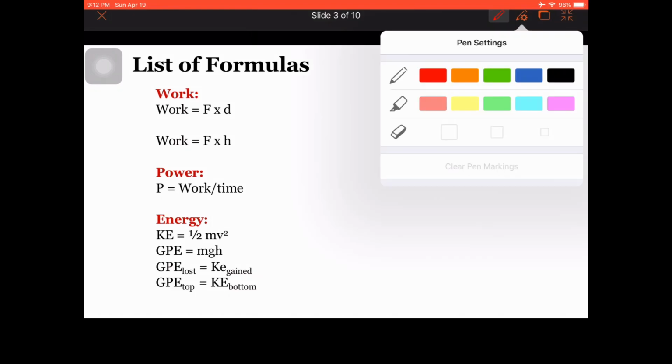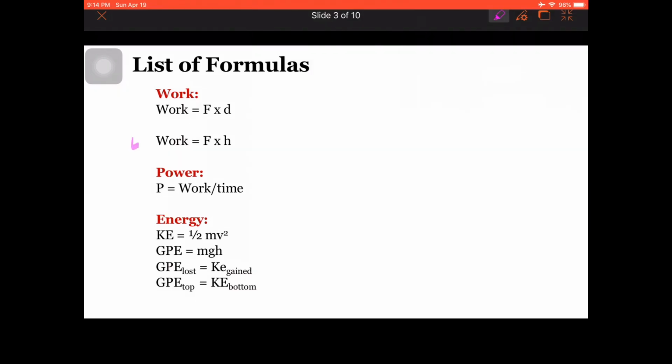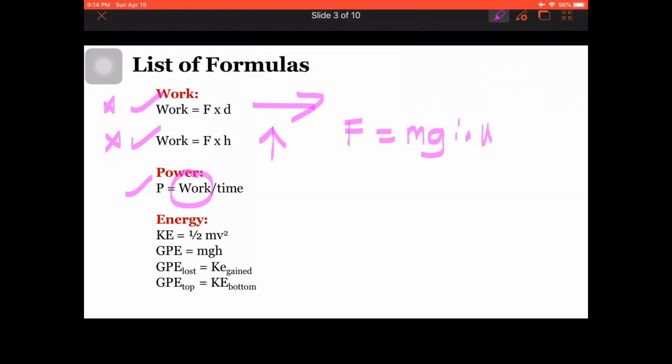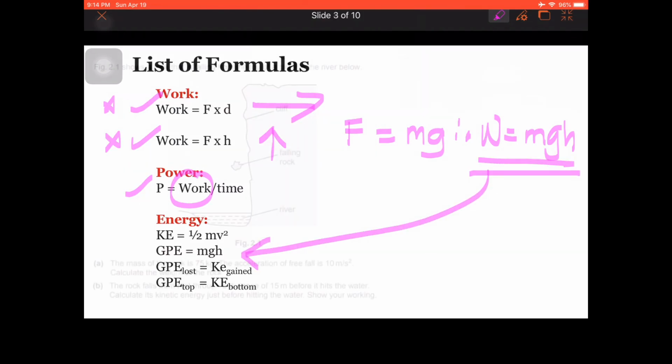We have to bear in mind though that this work is done against gravity. This work formula is used when the work is horizontal. And for power, we can apply any of these work formulas for work divided by time. And for work done against gravity, work is equal to F into H. In this case, F is equal to mass into the gravitational field strength, mg. Therefore, we can also say that work here is equal to mgh. And if you compare it, it's similar to gravitational potential energy.